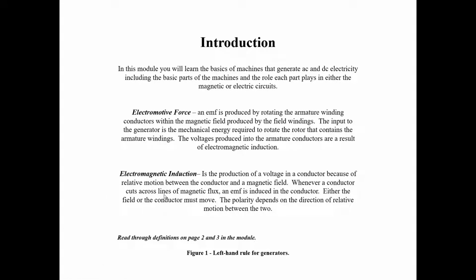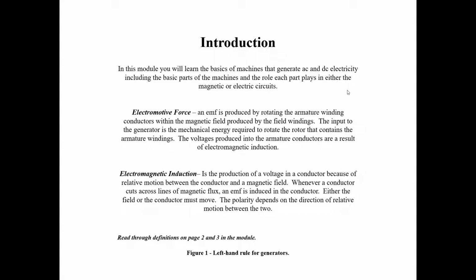So first thing we want to talk about is the actual definitions of electromotive force and induction. Again, we did talk about this in second, but we'll review it here. So we just want to make sure that we have an understanding of electromotive force. That is our EMF, that's our voltage. It's produced by rotating the armature winding conductors within a magnetic field produced by the field windings. The field windings have current going through them, creates a magnetic field. Then when we have an armature winding cut through it, that generates a voltage as long as we have a closed loop.